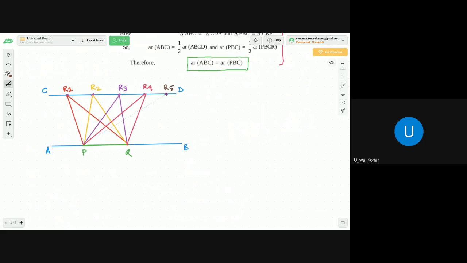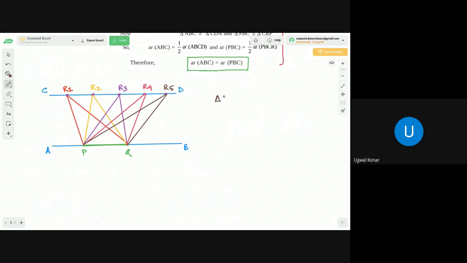But you see that the orientation of all these triangles is different, right? So what are the different triangles we get? R1PQ, R2PQ, R3PQ, R4PQ, R5PQ, correct? Now, let me write down the triangles here.